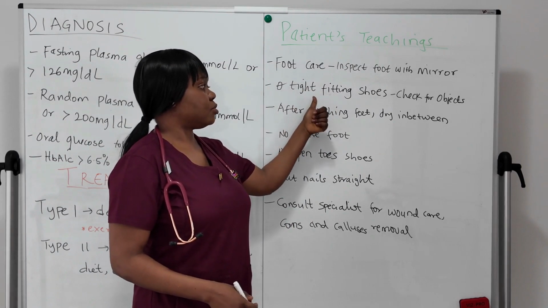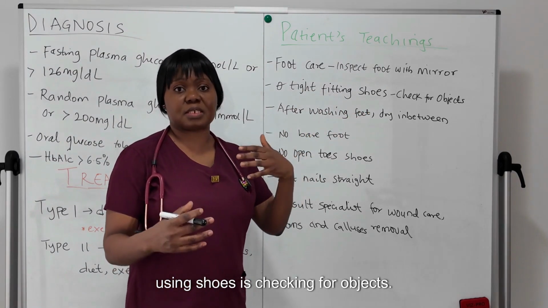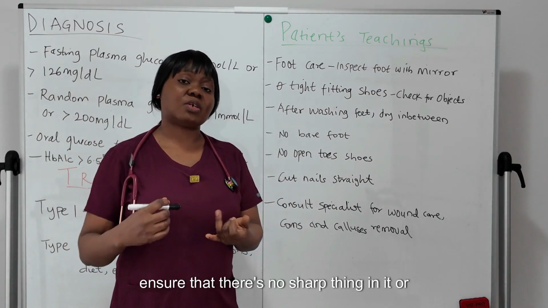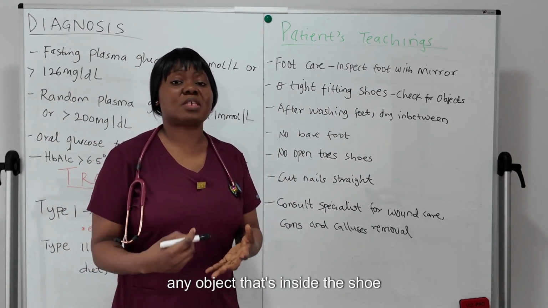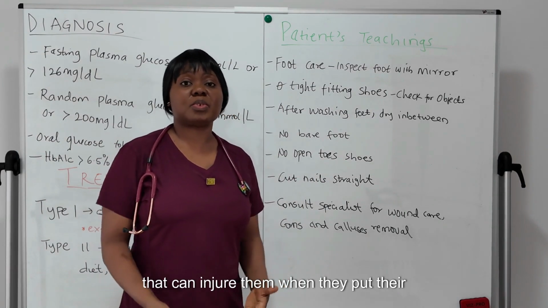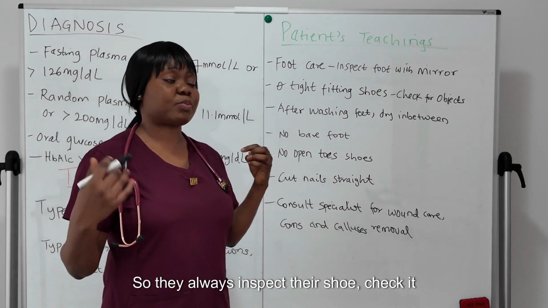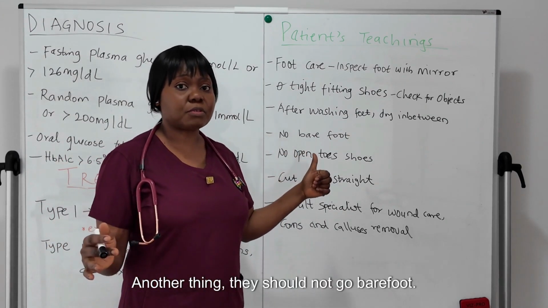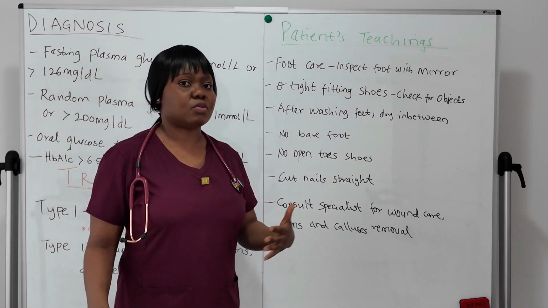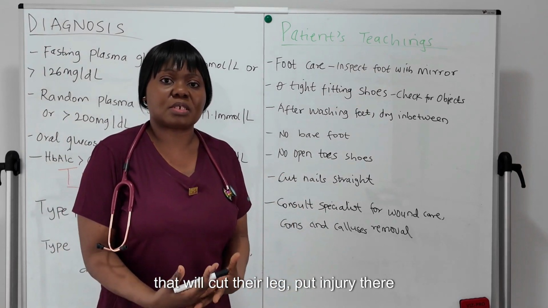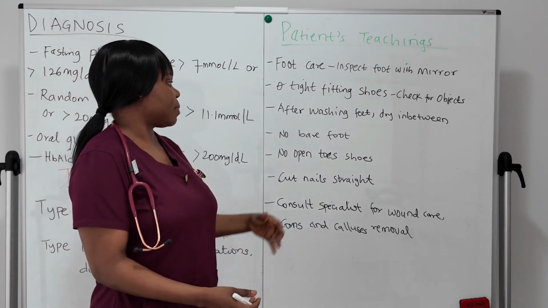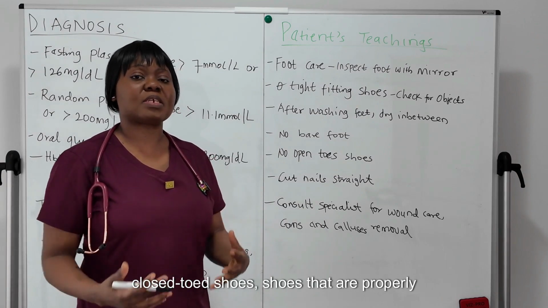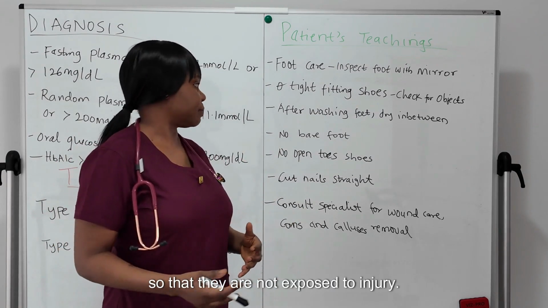So part of using shoes is checking for objects. When they wear their shoes, we teach them to take the shoe, raise it up, shake it properly, and ensure that there's no sharp thing or any object inside the shoe that can injure them when they put their feet in it. So they always inspect their shoe properly before putting it on. Another thing, they should not go barefoot. They should always make sure they are wearing shoes. You don't want them to step on something that will cut their leg or cause injury. And no open toe shoes. They should wear closed toe shoes, properly covered so that they are not exposed to injury.